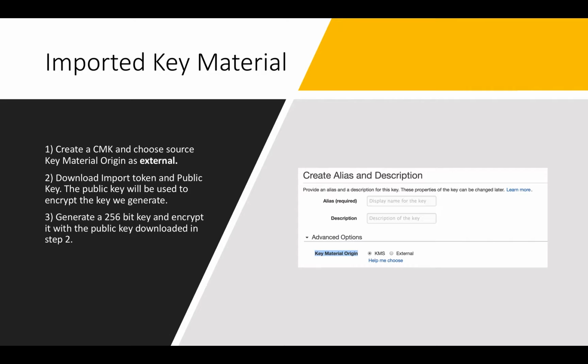This key that we will be encrypting will be a symmetric key, and we will be encrypting the symmetric key with the asymmetric public key. After we encrypt our symmetric key, we will upload the encrypted key material and import token to the customer master key. At that point, we can start using our customer master key.